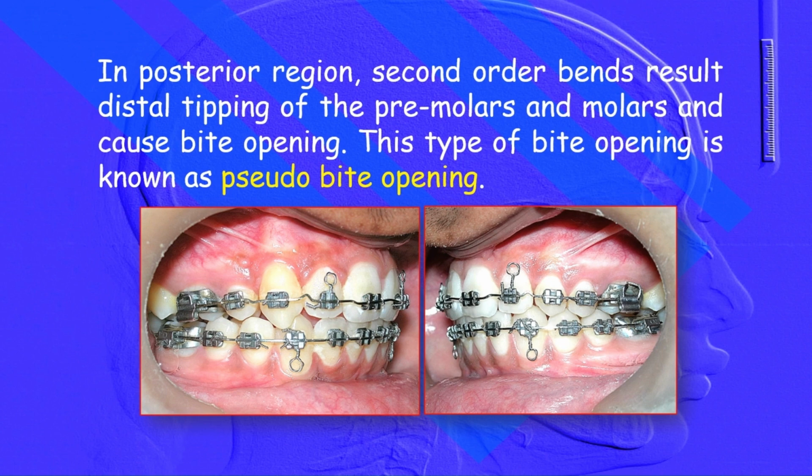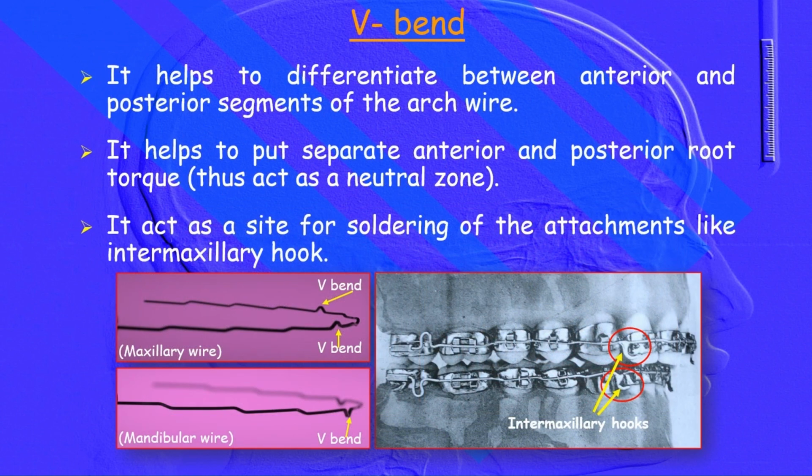The bite opening is primarily due to the elevation of the mesial marginal ridges of posterior teeth. Now we will discuss V-bends. Remember, V-bends are prepared first before putting other second-order bends or tip-back bends in the arch wire. These V-bends differentiate the anterior segment of the arch wire from the posterior segment.